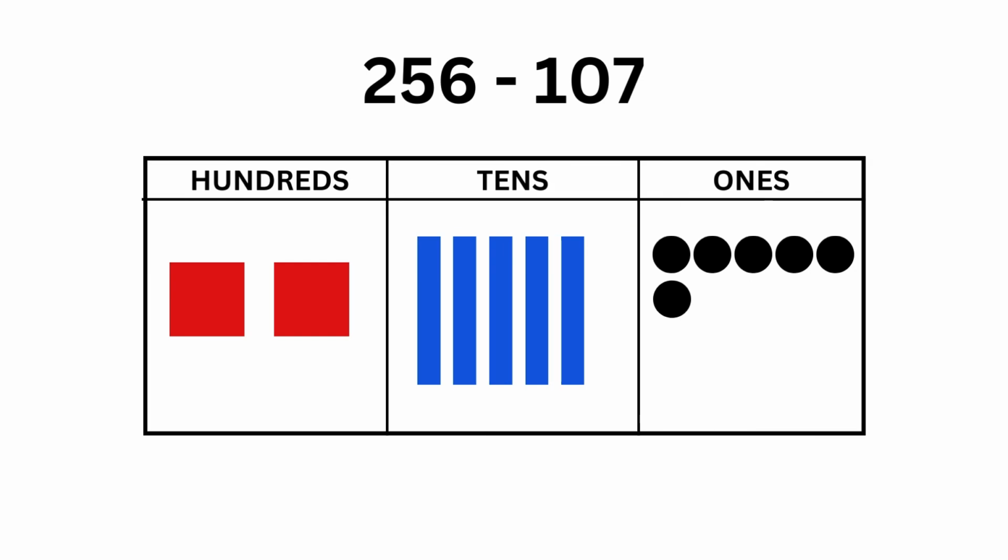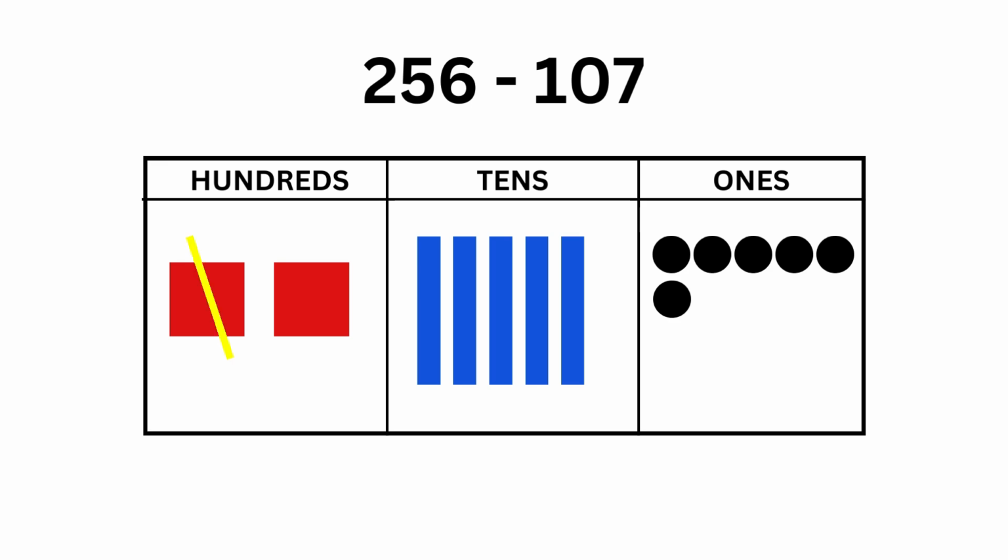All right, the first example wasn't too bad. I think most young kids would be able to do that. But now let's try this, 256 minus 107. So again, we set up our 256 visually. And in this case here, the hundreds place we're subtracting now, there's a 1 in there. So that means that we're going to take away 1 of the red squares.